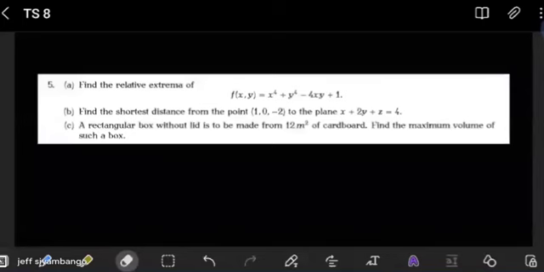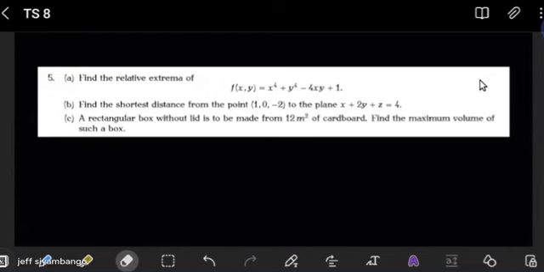Okay, so in this part, we now want to work out a question where we're looking at a box that is to be made from a 12 meters squared piece of cardboard. Now, we want to make sure that the volume of this box is maximum. Well, they've been given us the dimensions here.